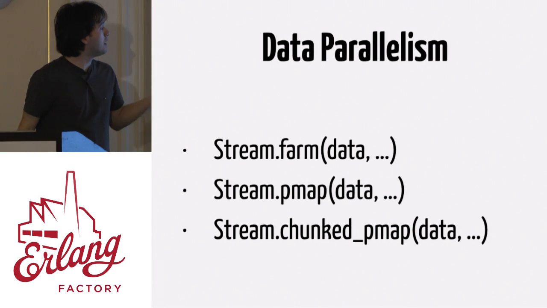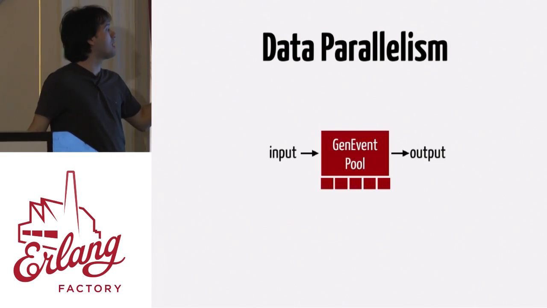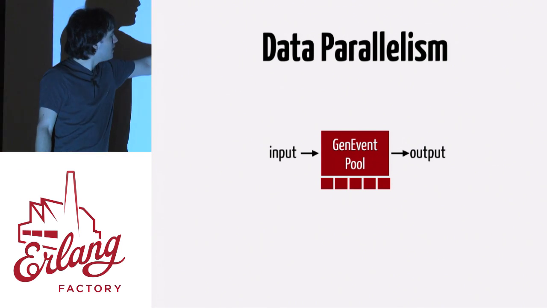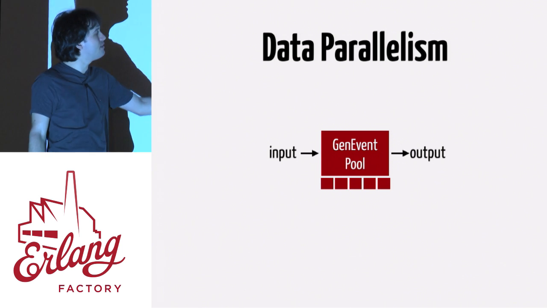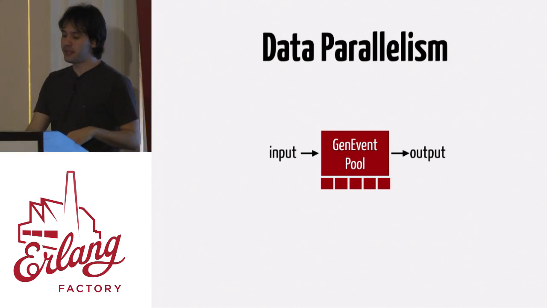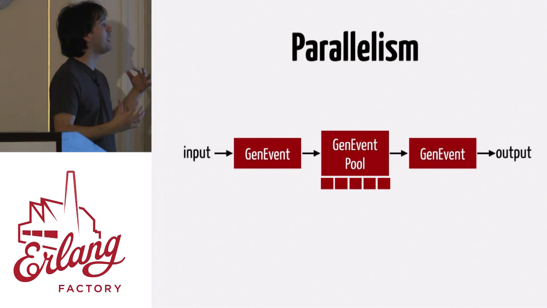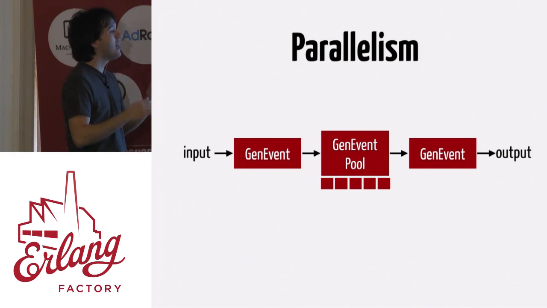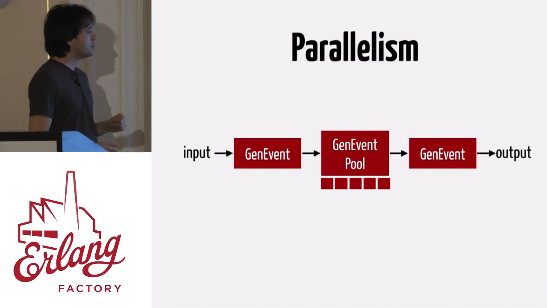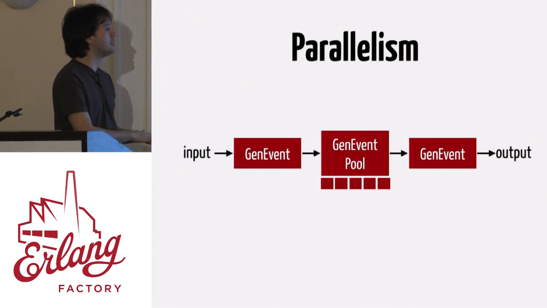And basically, what this allows us to think about is the data parallelism, which is exactly a GenEvent pool that is receiving input, delegating it to a child GenEvent, and sending it as output, okay? When we put everything together, we can really have those pipelines, right, of data coming through and then going out. Cool. So this is what we are actively working on.